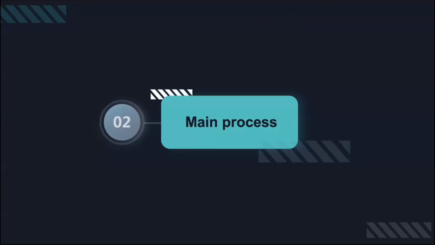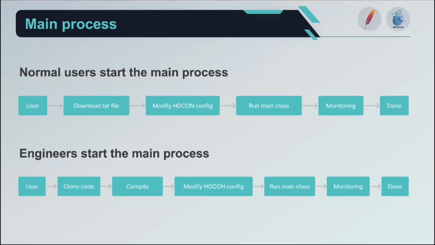Okay, that's all for the basic concepts. I believe that at this point, everyone already knows those components very well. Next, let's take a look at the run process. For normal users, we download the SeaTunnel release file and unzip it, and then modify the config file for the specific business scenarios. Next, we start the job and keep an eye on it until it's done. For developers, we will clone the code of the SeaTunnel project and compile it, and also update the config file and start the job in the console or IDE.